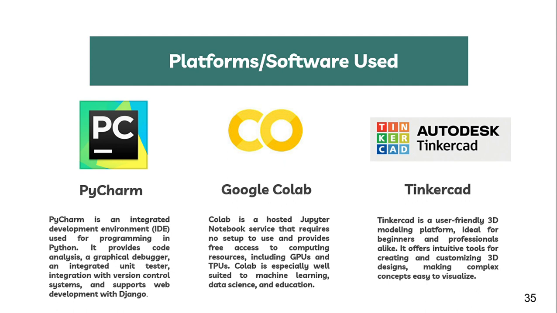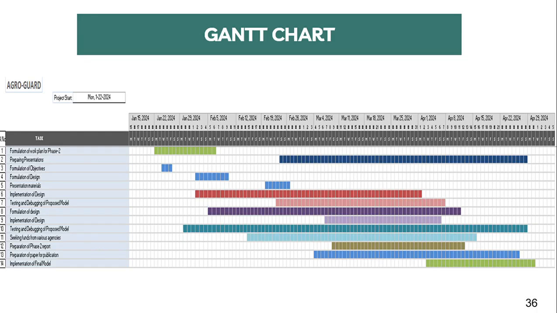Since MATLAB supports .h5 files, we'll be training our AI model in Google Colab, then using it in MATLAB. Tinkercad is used for designing our casing. So this is our Gantt chart, our work plan.